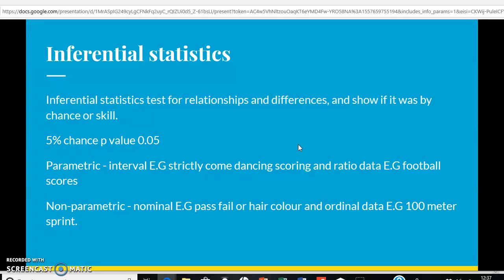Non-parametric tests are used when nominal or ordinal data is produced. Nominal data is when the answer or score could be opposite or is something. For example, a test you can pass or fail. Another example would be hair color. It could be blonde, brown or brunette.